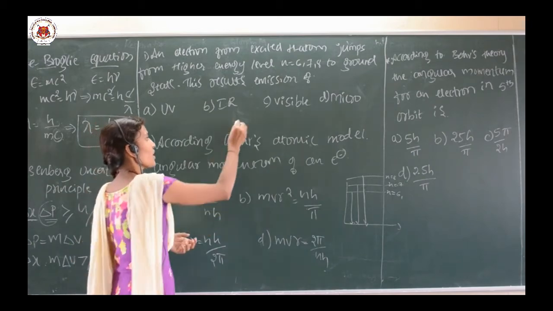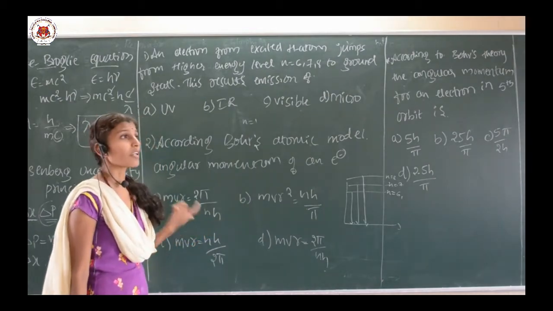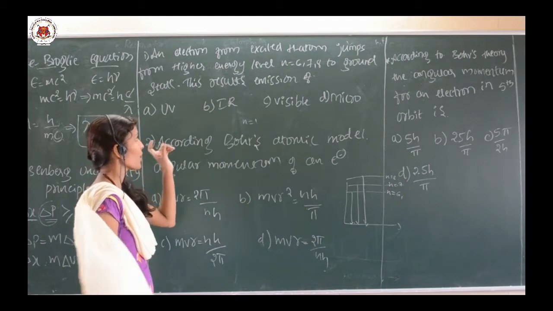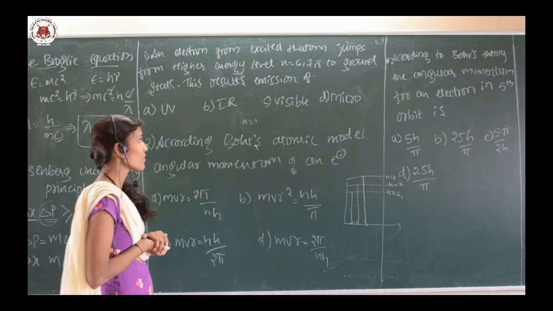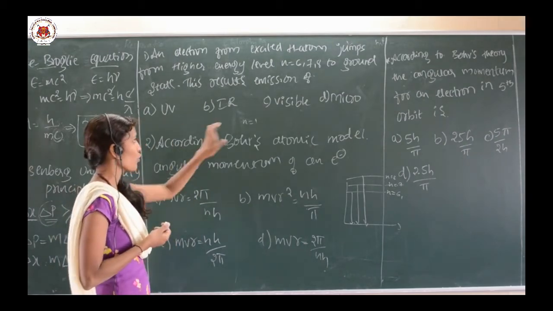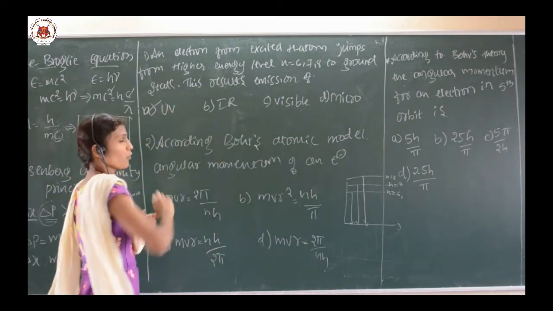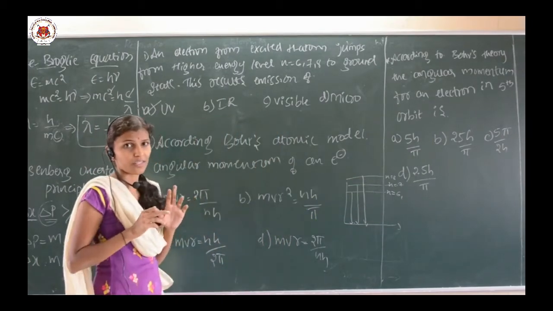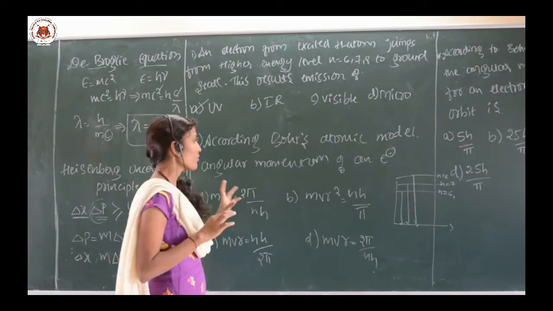As you know, when n equals 1, that is the ground state. Which type of waves are you going to get? UV, that is ultraviolet, and the second energy level is visible, and the third will go for the IR. Like this, if we go, you are going to get the answer as UV. Clear? From the higher energy levels jumping to the lower energy level, you are going to get the answer as UV, ultraviolet waves.